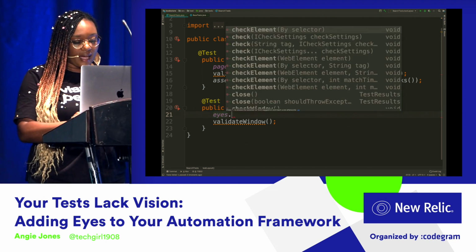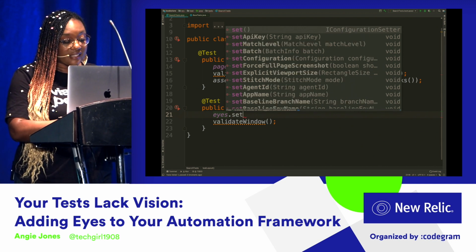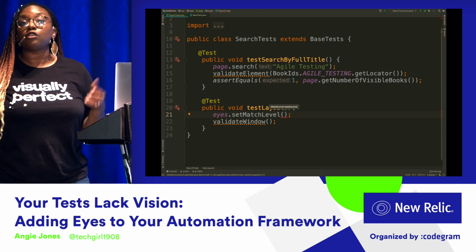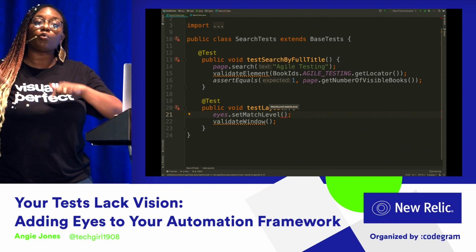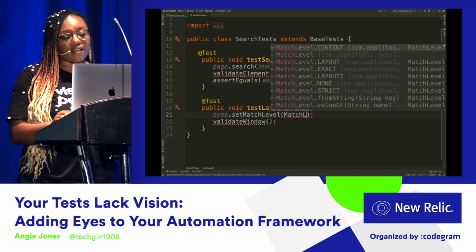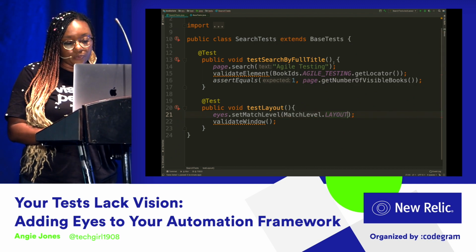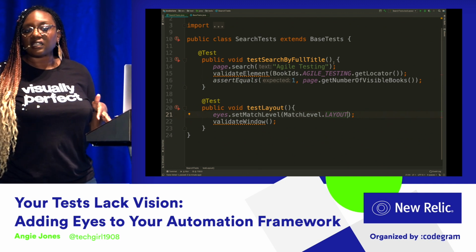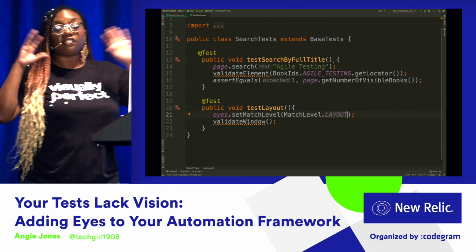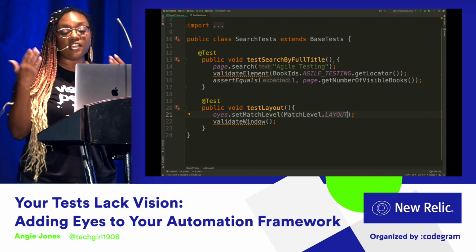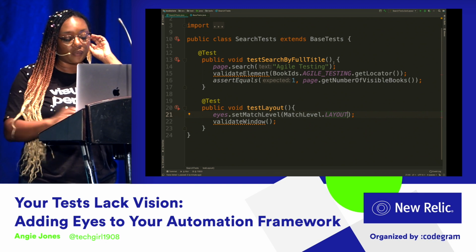So we can do an eyes dot set match level. These match levels essentially let you choose which algorithm you want to use to verify the pictures. So I can say match level dot layout, and this is the dynamic one. If I were to run this test again, then this test would pass in the dashboard, even though the books are in a different order.